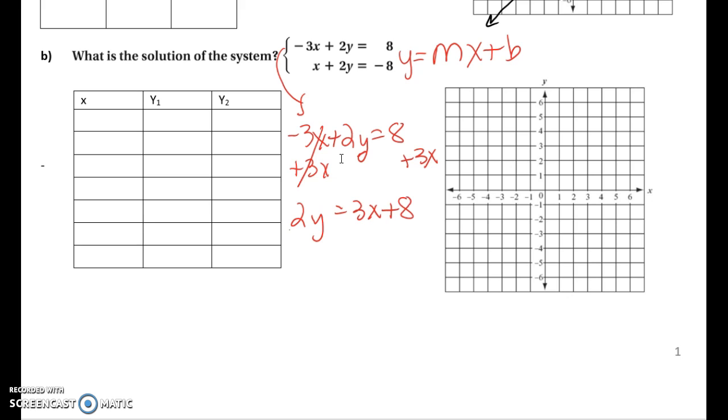Now I need to get y by itself, so I'm going to divide by 2. Make sure you divide each piece by 2. So I now have y equals 3/2 x plus 4. Notice the number in front of x I kept as a fraction.